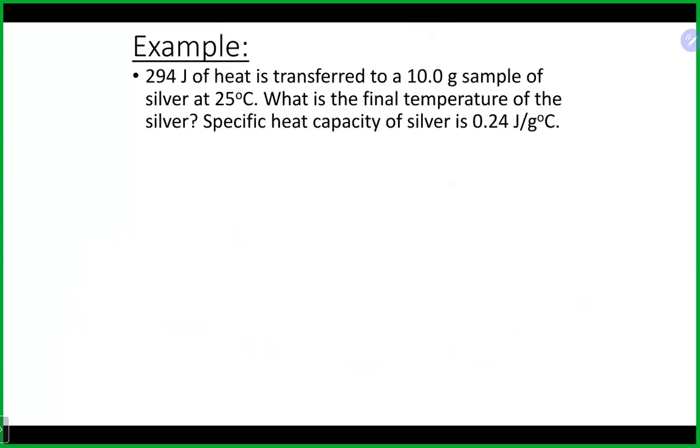All right, let's try another one here. We got 294 joules of heat transferred to a 10-gram sample of silver at 25 degrees Celsius. What will be the final temperature of the silver? Specific heat capacity here of silver is 0.24.